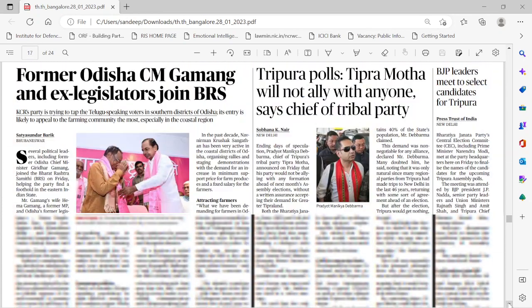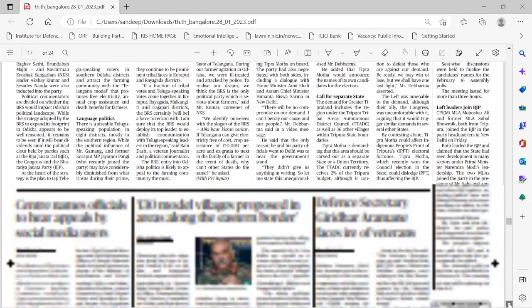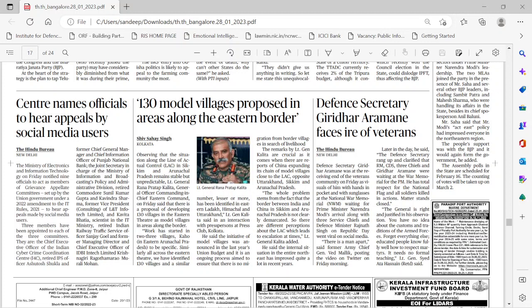Ban on documentary, former Odisha, Tripura polls, BJP. Okay, guys, this is very, very important. 130 model villages proposed in areas along the eastern border. I told you multiple times that border area villages must be strengthened and population must be increased, else the Chinese will send their population and try to claim the region. To counter that, we are also aiming to ensure that border villages are strengthened. Fine. So this is very, very important, guys.